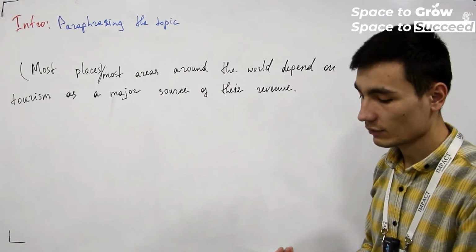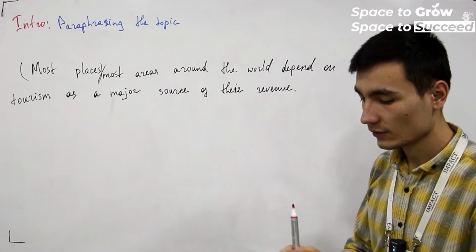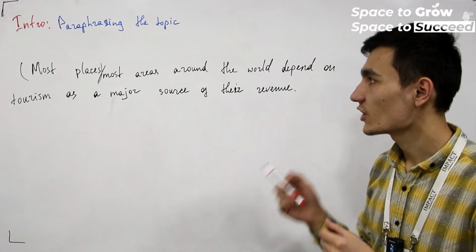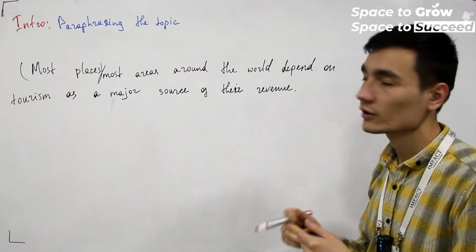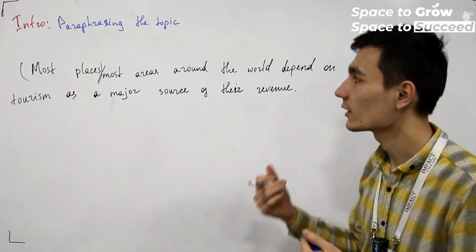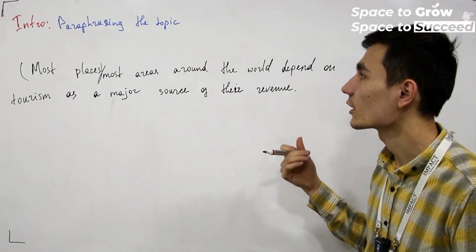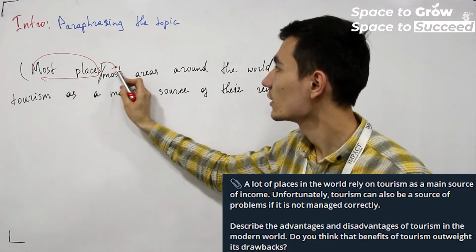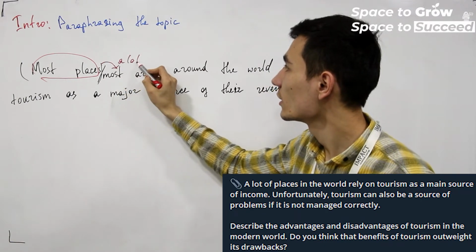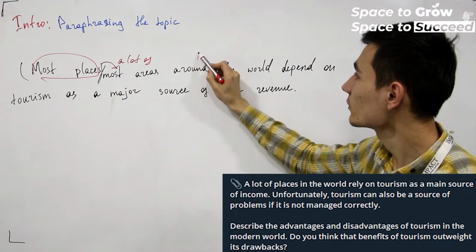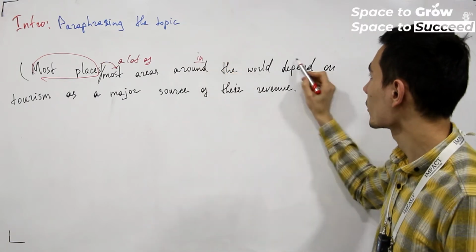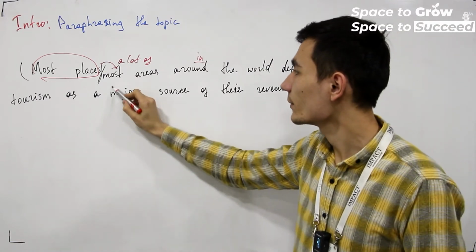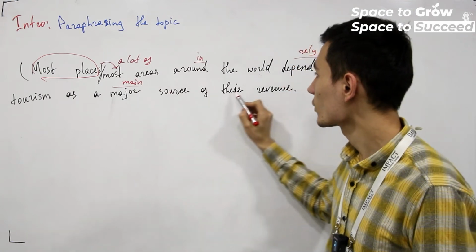source of their revenue. Now, to make it even more understandable for you, let's write the words that we changed in red so that you understand what was paraphrased. And instead of most places or a lot of places, we said most areas. Around the world, it was in the world. And depend on was rely on. Tourism as a main, this was main source of their income.